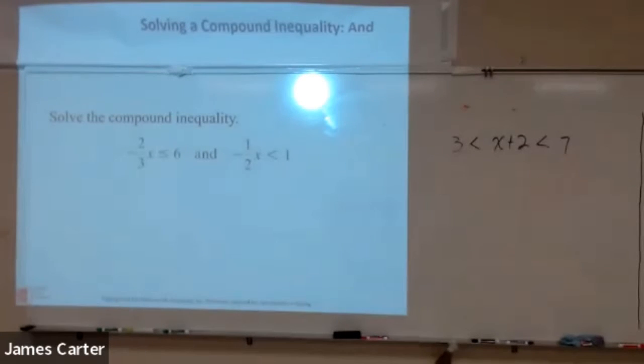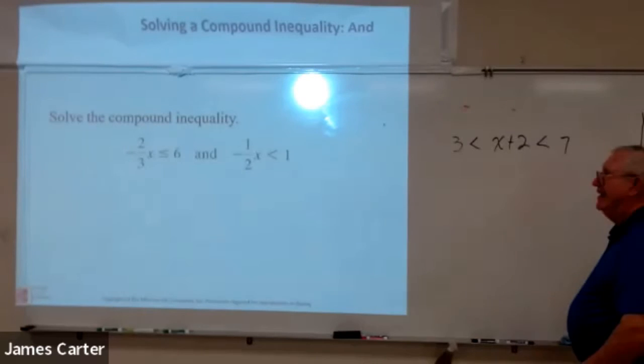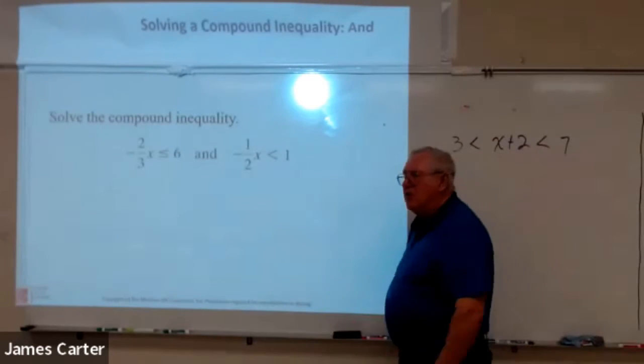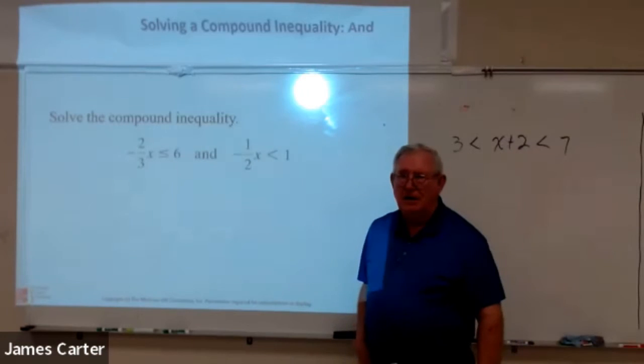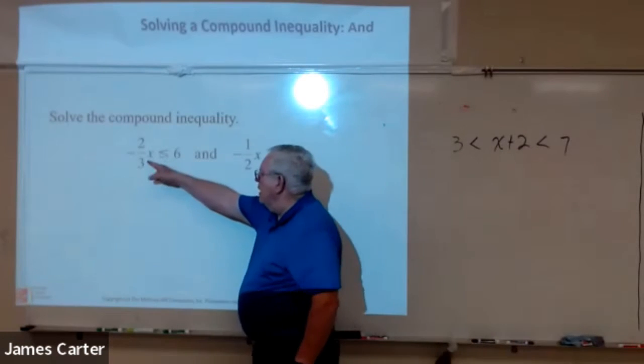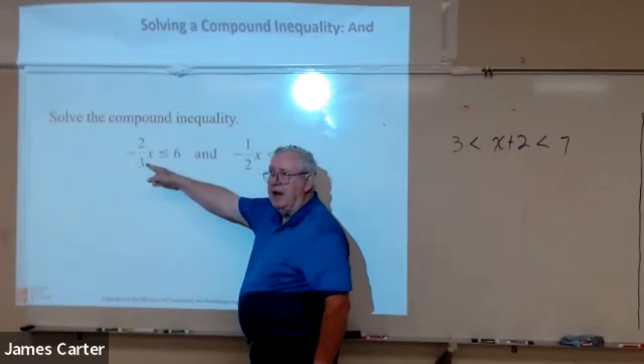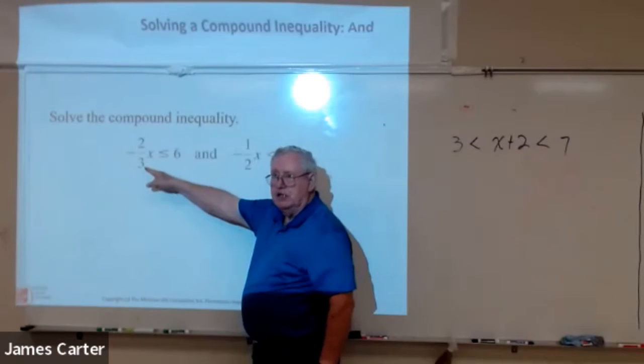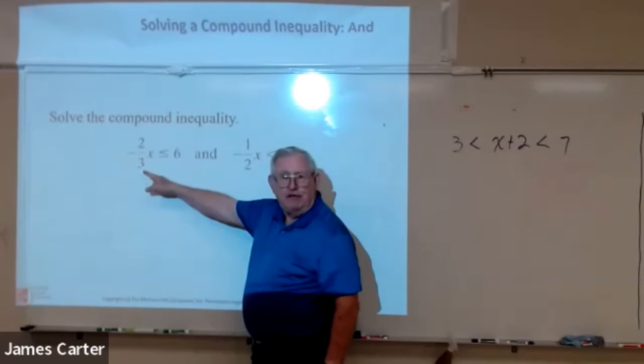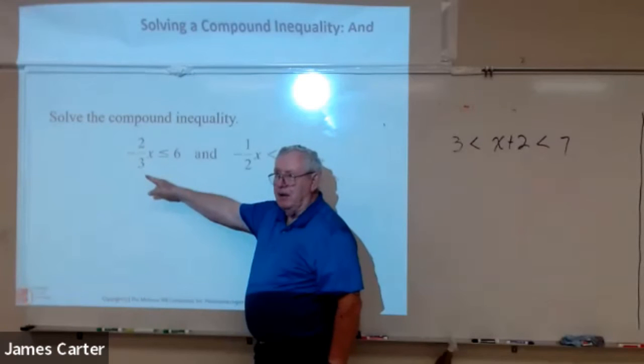Fractions. Okay. These aren't any worse than the others. How do we get rid of that negative 2/3? We multiply by negative 3/2. It's the reciprocal. Dolphin math, remember? Flipper.